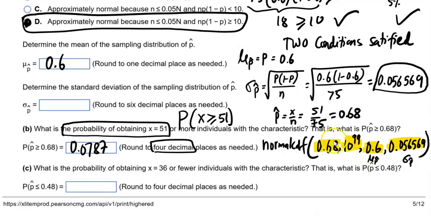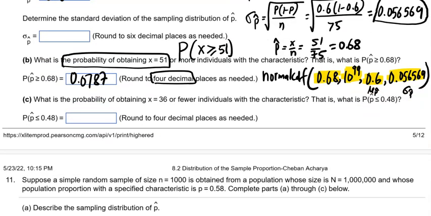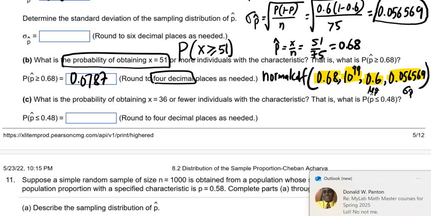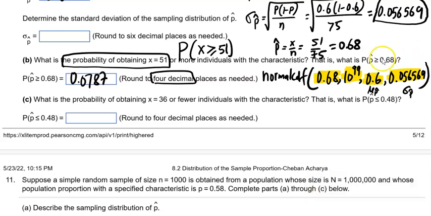Okay, all right. Part B is similar. You're looking for the probability of obtaining x equals 36 or fewer. Previous question it was 51 or more. Next question you've got is 36 or fewer. 36 or fewer is the same as saying the probability of p hat less than or equal to 0.48, because P of x less than or equal to 36 is 36 or fewer.